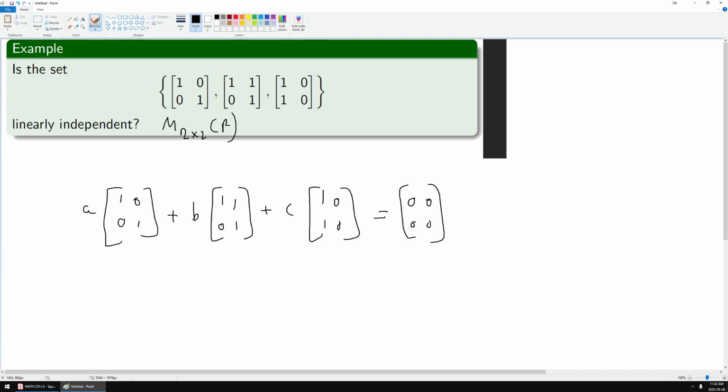Okay. Now this one, it might not be immediately obvious how I can rewrite this as a matrix equation if I chose to take that path. But the way you can really think about this is two matrices are equal if and only if the individual components are equal. And setting the individual components equal gives me a system of equations. So here we get a times 1 if I look at the first component, plus b times 1, which I'll just write as b, plus c times 1 is equal to 0.